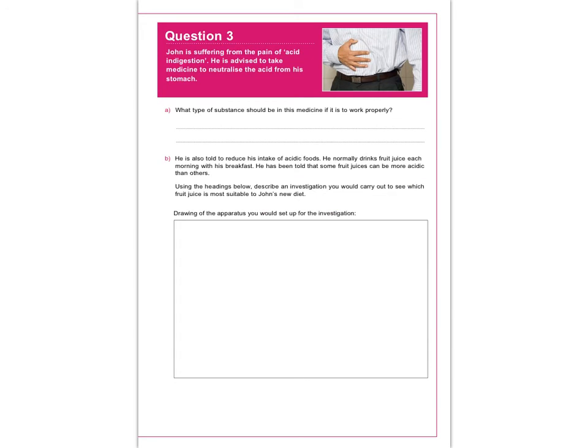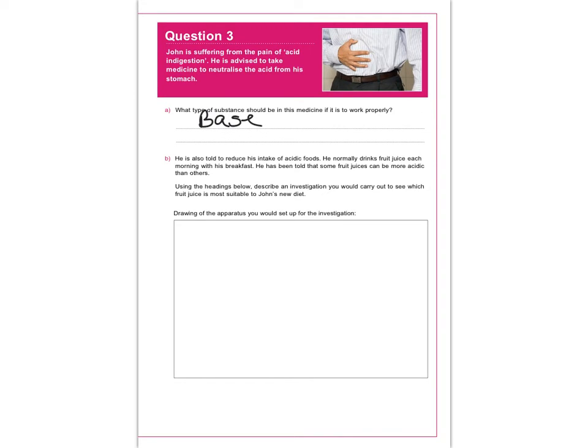Okay. John is suffering from the pain of acid indigestion. He's advised to take medicine to neutralise the acid from his stomach. What type of substance should be in this medicine if it's to work properly? Well, it should be a base, because a base is going to counteract an acid.